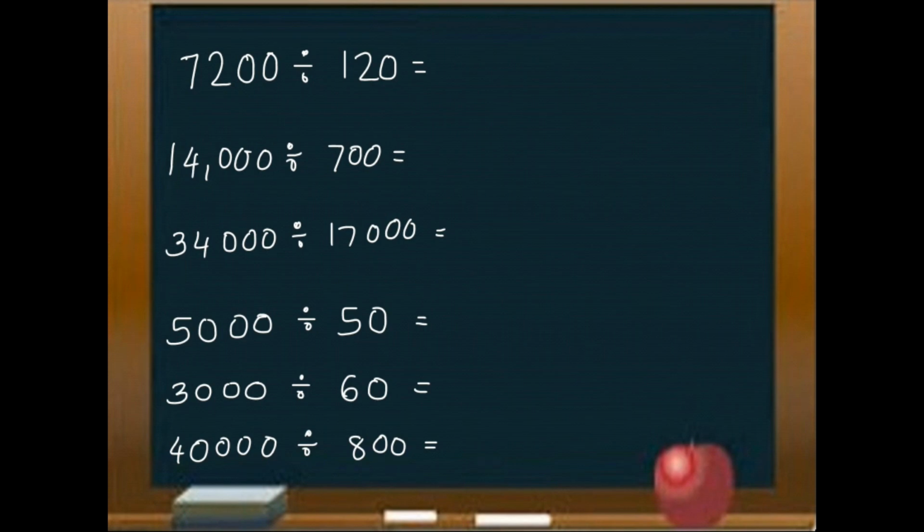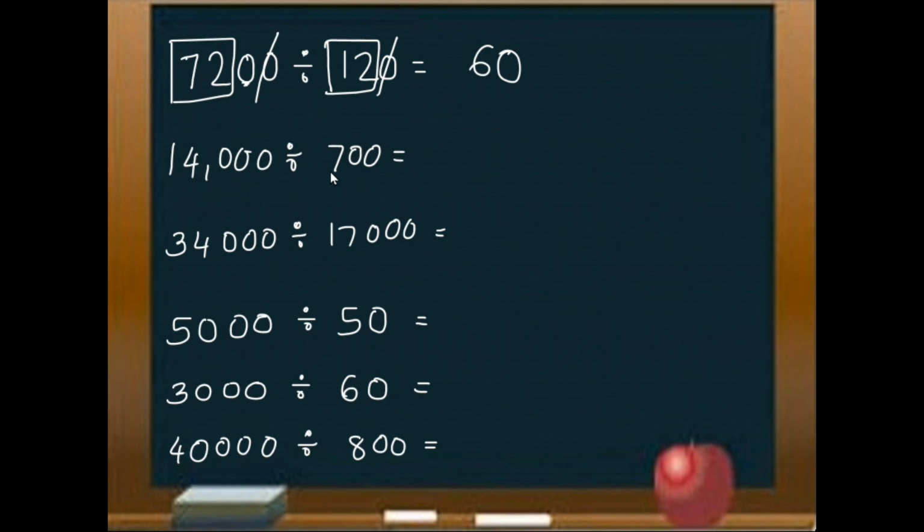Now let's solve these examples quickly. So you have 7,200 divided by 120. In 120, I have 1 0, so I'll cross out that with 1 0 from this number, and I'll focus on the non-zero parts, which is 72 divided by 12, which will give me 6, and this 1 0 which is remaining, I'll add it in the answer, so it's 60.